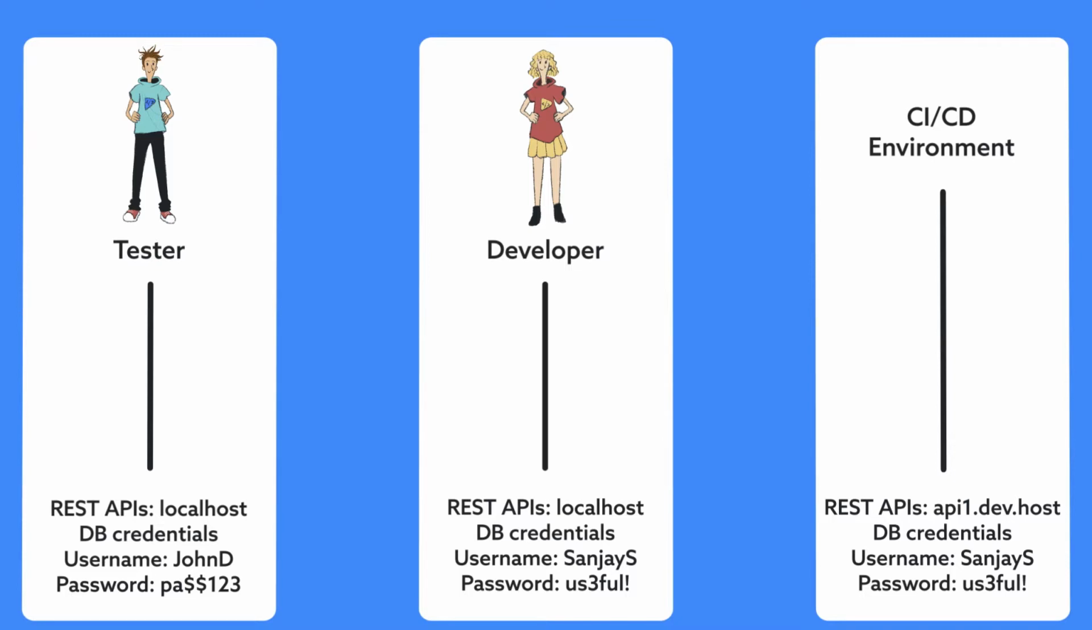So in this case, if the tester hardcodes the values of REST APIs and database credentials, then when the developer pulls the changes and runs it in their environment, the BDD will fail, unless the developer changes the database credentials. Also, without changing the configuration again, the CI/CD pipeline will fail as well. As you can see, having hard-coded configuration becomes unmanageable and not practical.